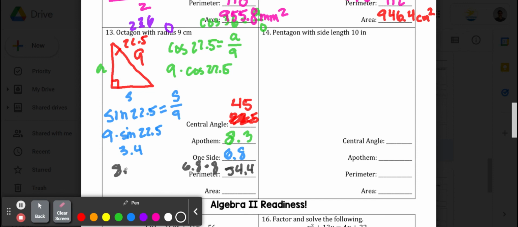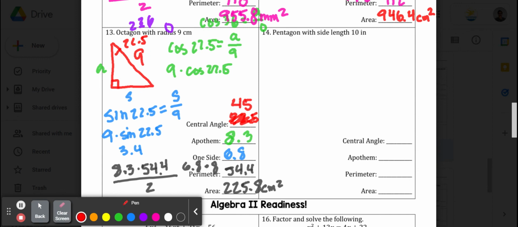So 8.3 times 54.4 divided by 2. And we get our value of 225.8, and that's in square centimeters. Okay, now we can boogie through this one.